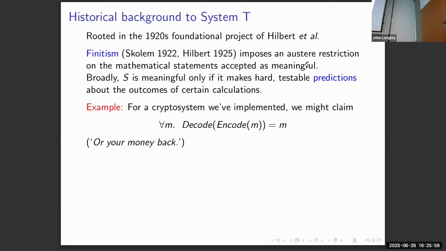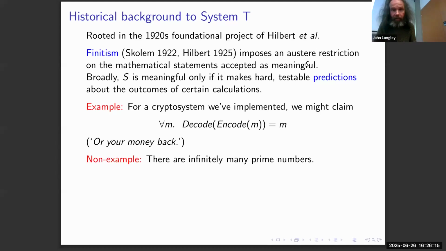So you could make this guarantee. You could say decode(encode(M)) equals M, or your money back. That would be a sort of guarantee. You're sticking your neck out and saying something that could be refuted. So we accept these kinds of assertions as meaningful in some way.